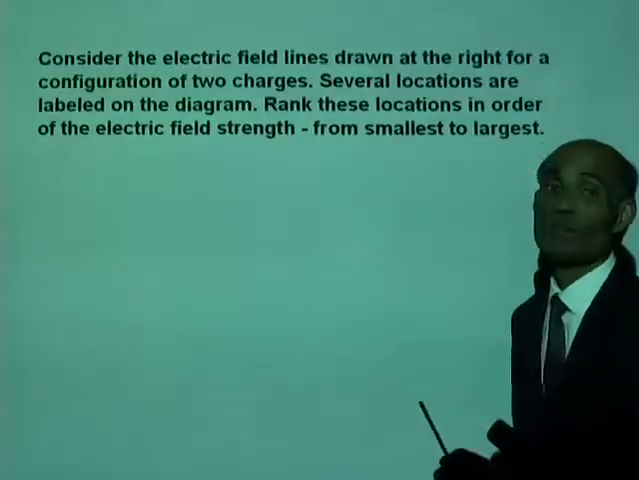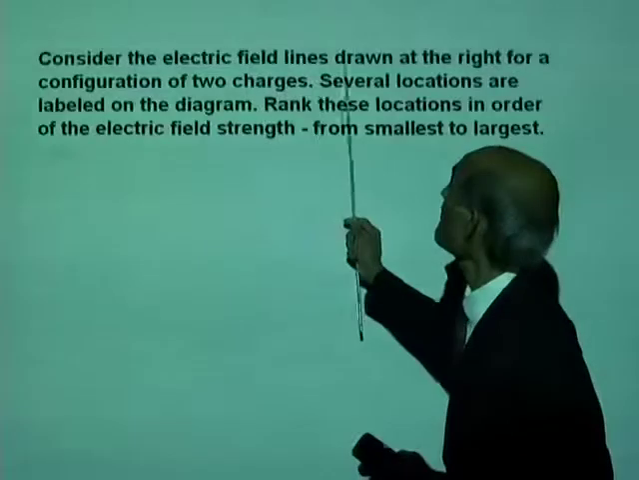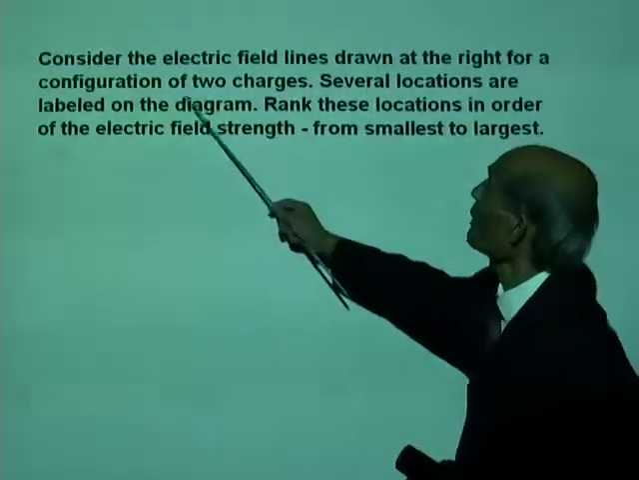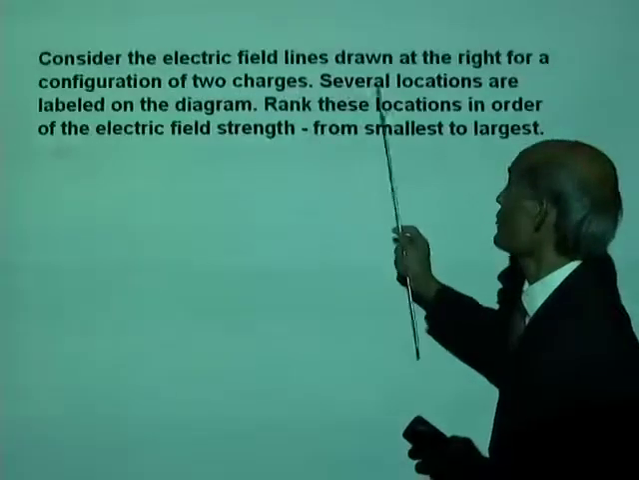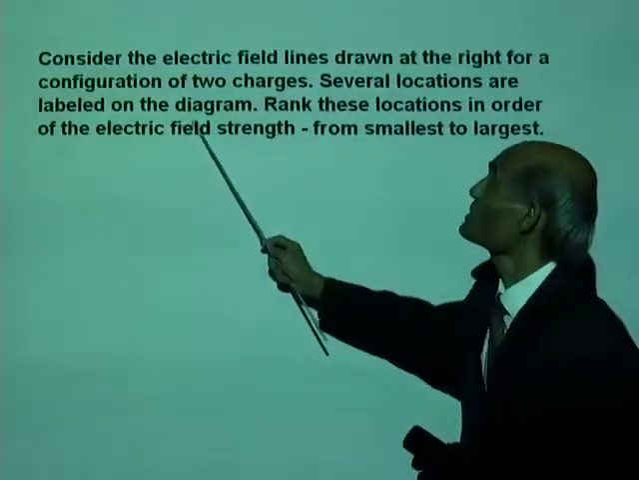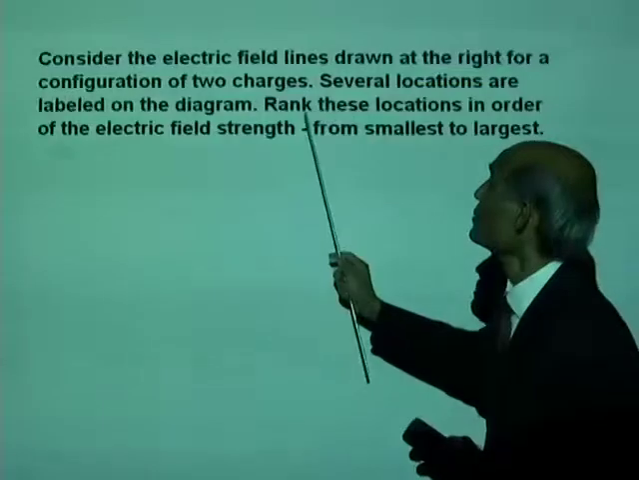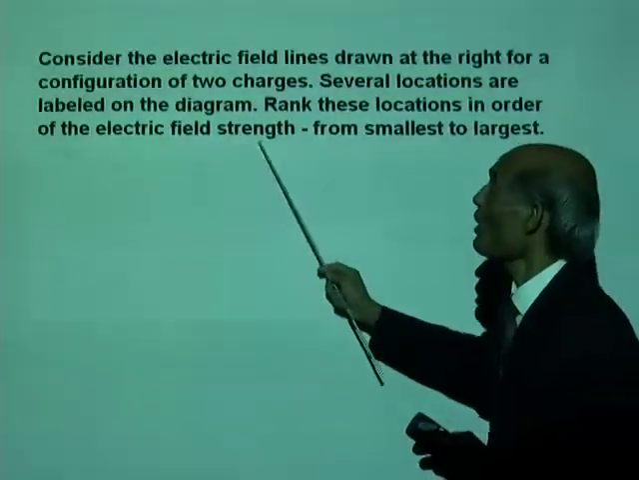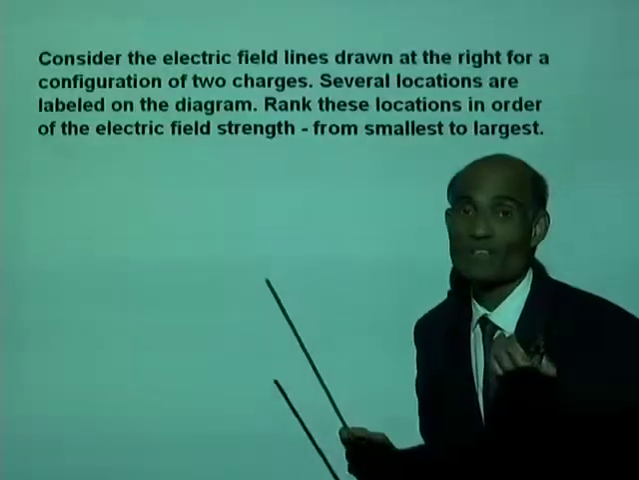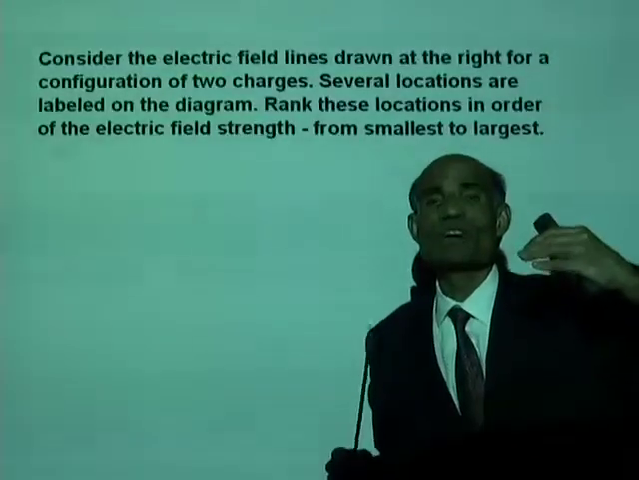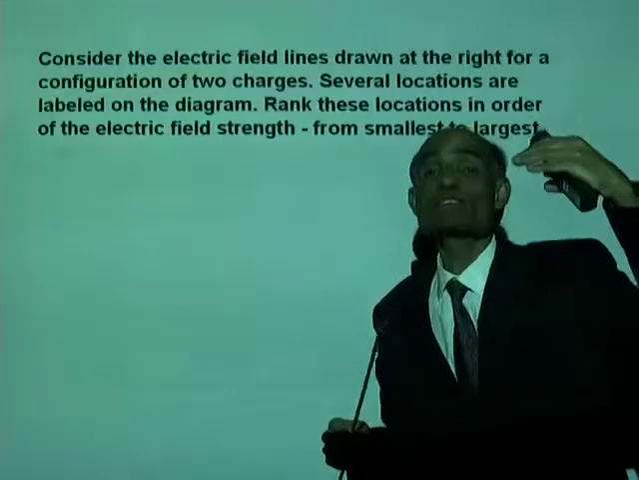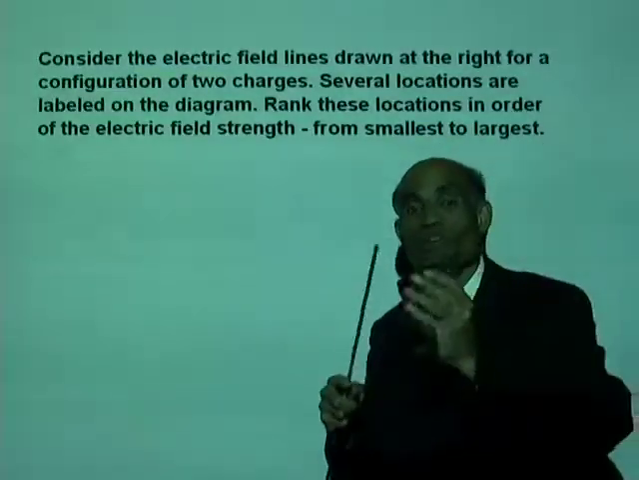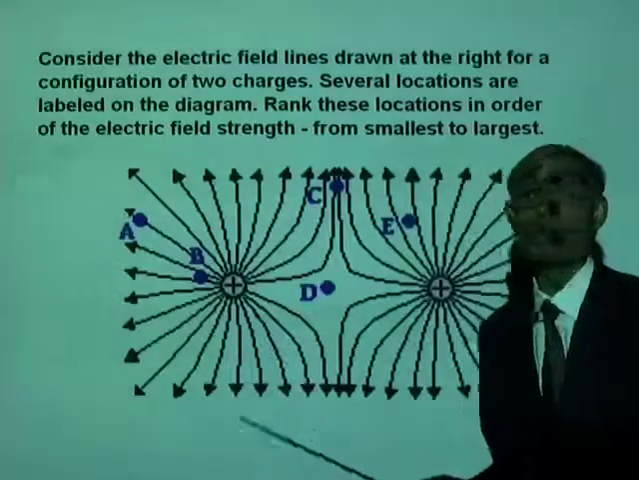Number 4. Consider the electric field lines drawn at the right for a configuration of 2 charges. Several locations are marked on the diagram. You need to rank these locations in the order of the field strength. In other words, which point the electric field is strongest, which is the weakest. Now you got to arrange those points in some ranking order.